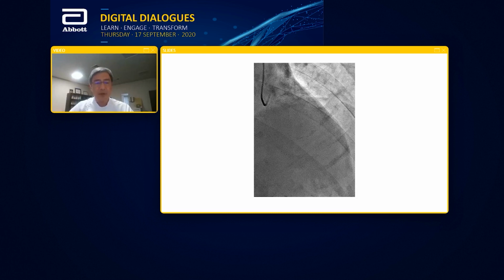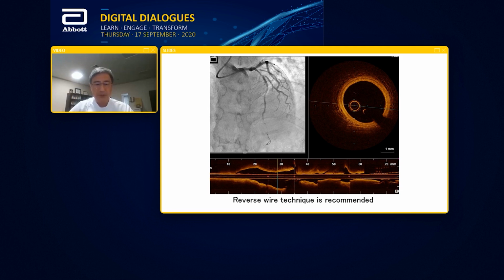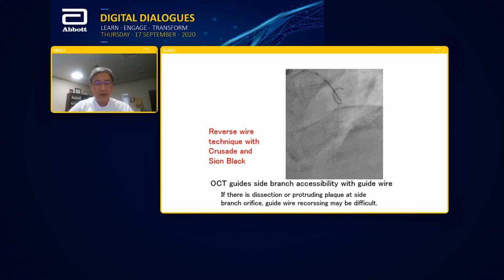And this is another example of LAD diagonal branch bifurcation. The OCT long axis view shows that at the main vessel proximal side, there is a protruding mass, and the diagonal branch is S-shaped like this. You can imagine antegrade wiring to the diagonal branch looks very difficult, and the reverse wire technique is recommended to cross the diagonal branch. So we have done the reverse wire technique using a Crusade and Sion Black like this. So OCT guides side branch accessibility with guide wire recross.